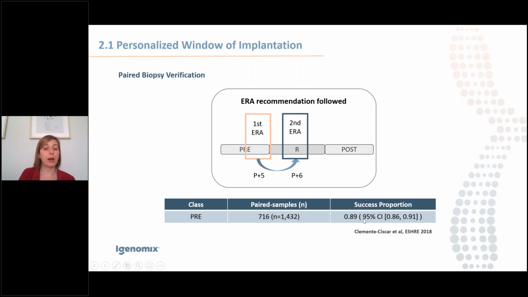This is a very high accuracy rate, so for that reason, we don't need a second biopsy validating the predicted window of implantation. But this rate is not so high when we obtain a first post-receptive profile or an early pre-receptive profile. In such cases, we have an accuracy rate of 70% for early pre-receptive or 60% for post-receptive cases. For that reason, when we obtain an early pre-receptive or a post-receptive result, we always keep suggesting a new second biopsy, but not for the pre-receptive that needs just 1 more day.